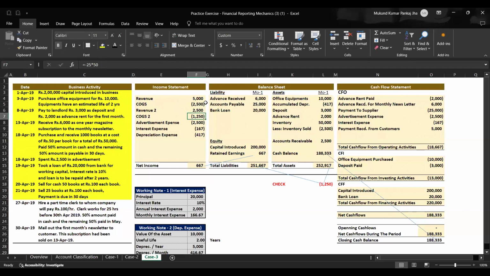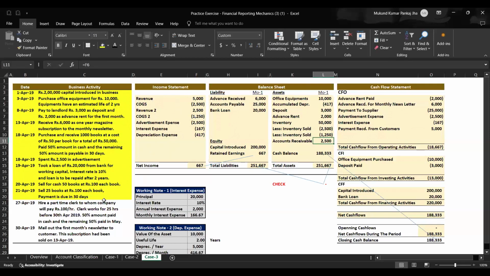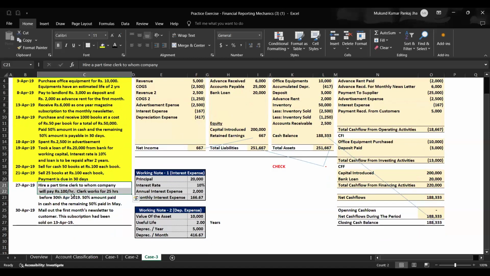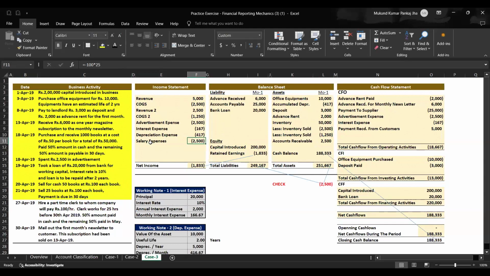Where would be the next entry of COGS? It would be under, again, inventory sold worth rupees 1,250. Hire a part-time clerk to whom the company will pay rupees 100 per hour. Clerk works for 25 hours before 30th April 2019. 50% amount is paid, 50% is payable. So salary expenses is what I will have to pay to my clerk. 100 rupees into 25 hours, 2,500 is the amount that needs to be paid, out of which 50% is paid.